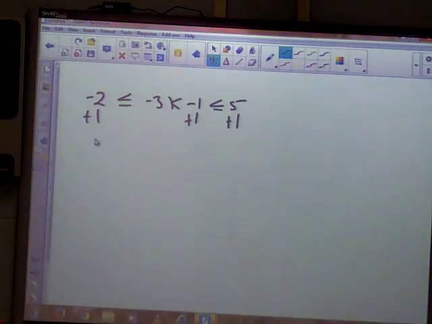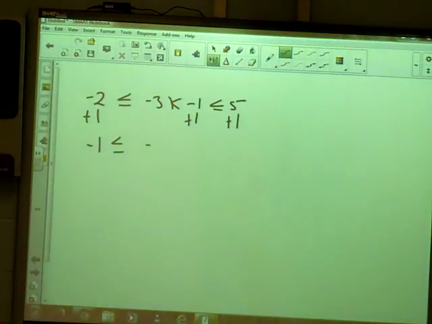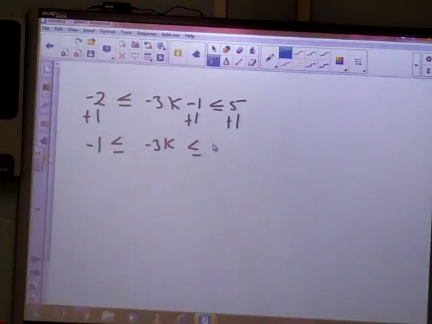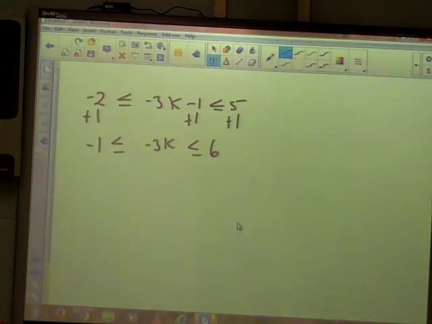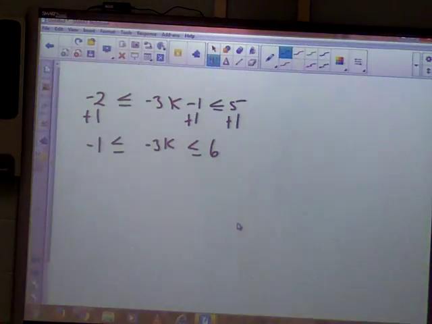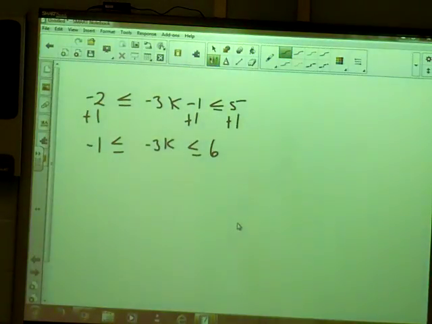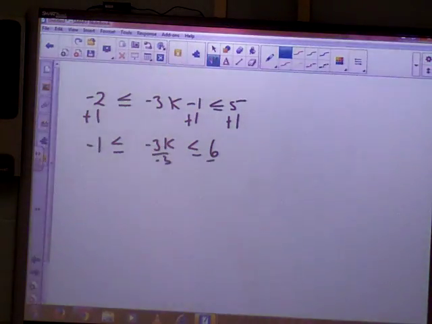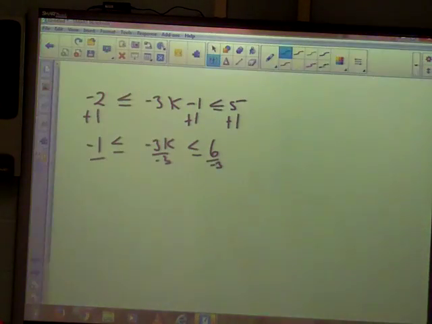Negative 2 plus 1 is negative 1. Bring down my sign. Bring down my negative 3k. I got rid of that 1. Bring down my sign. 5 plus 1 is 6. Alright, here's the part you got to be careful about. My k is being multiplied by negative 3. So I'm going to be dividing by a negative 3 over 2 inequality signs, which means both of those inequality signs are going to flip. Okay? So divide here by negative 3 and divide both other pieces by negative 3.